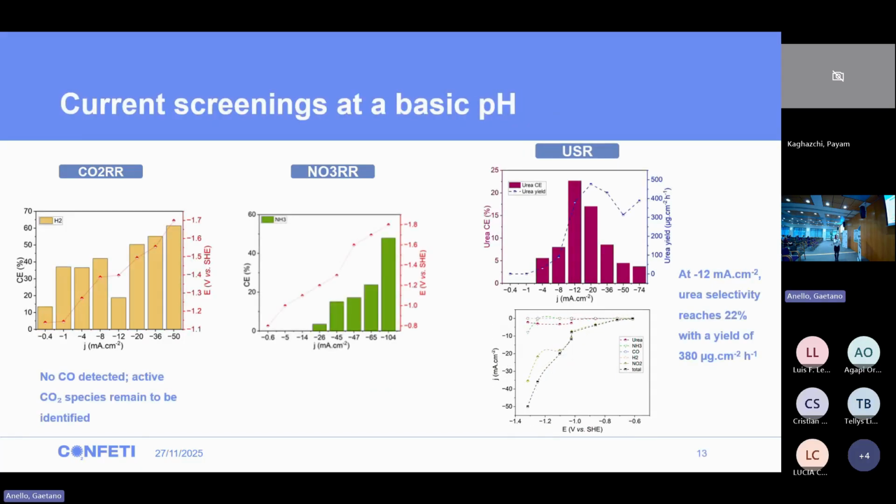For the next one, we tried similar things, but at a basic pH. For the basic pH, we were constantly adjusting the pH of the electrolyte by adding KOH during the experiments and monitoring it so that CO2 does not neutralize the pH. The surprising thing that we noticed was we didn't detect any CO for the CO2 reduction reaction, while for urea synthesis, we noticed the peak around the same current density as the neutral one.